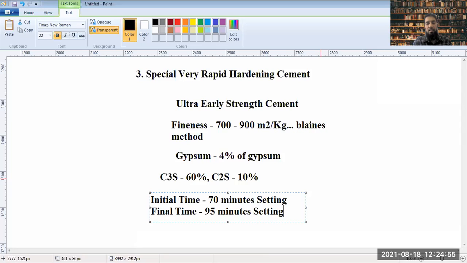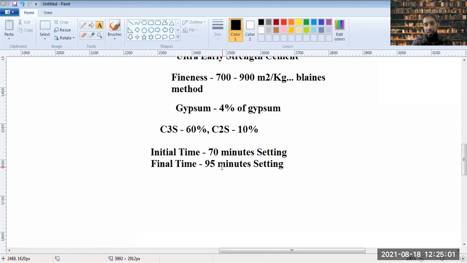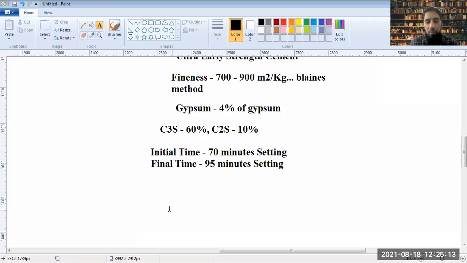So this is actually not increased, this is decreased. The final setting time has decreased. So the hardening is achieved quickly after the initial setting has progressed. Whereas in the case of OPC, the final setting time could go even up to 10 hours.